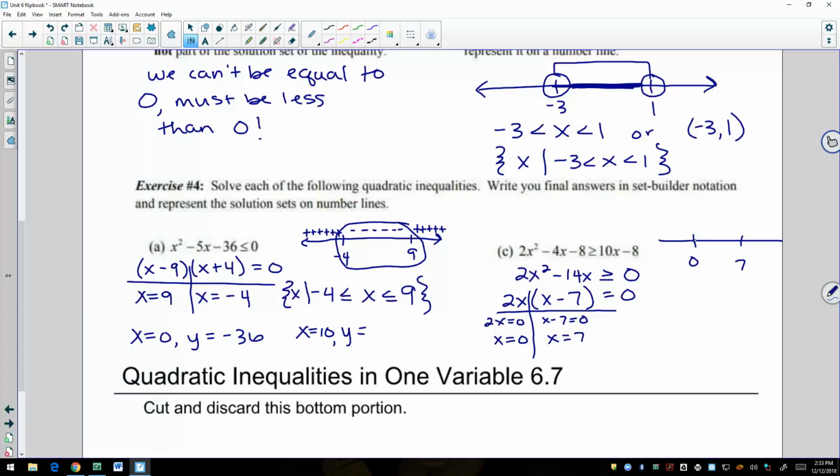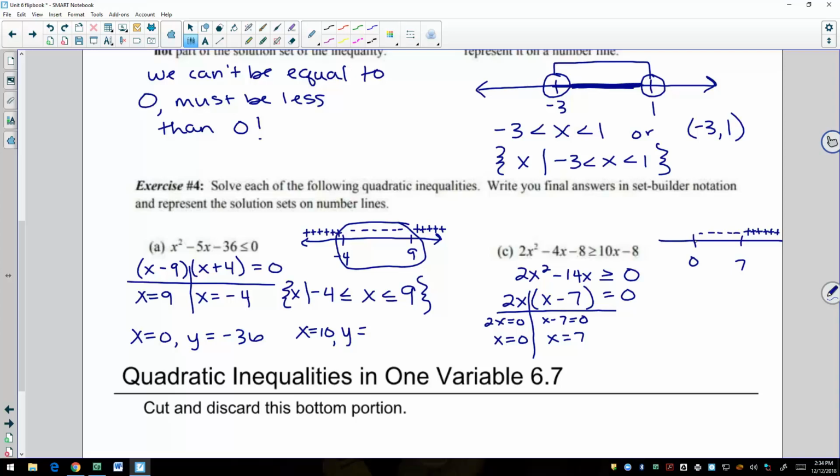So a nice small number in between 0 and 7 is 1. Well, you can either plug in 1 into the original, or I would plug it into this one since it's a little easier. 1 squared is 1, times 2 is 2, minus 14 times 1 is 14. That's going to be a negative. So these are all negatives. If I plug in a number bigger than 7, so like 8, 8 squared is 64 times 2 minus 14 times 8. I'll tell you right now, it's going to be a positive.